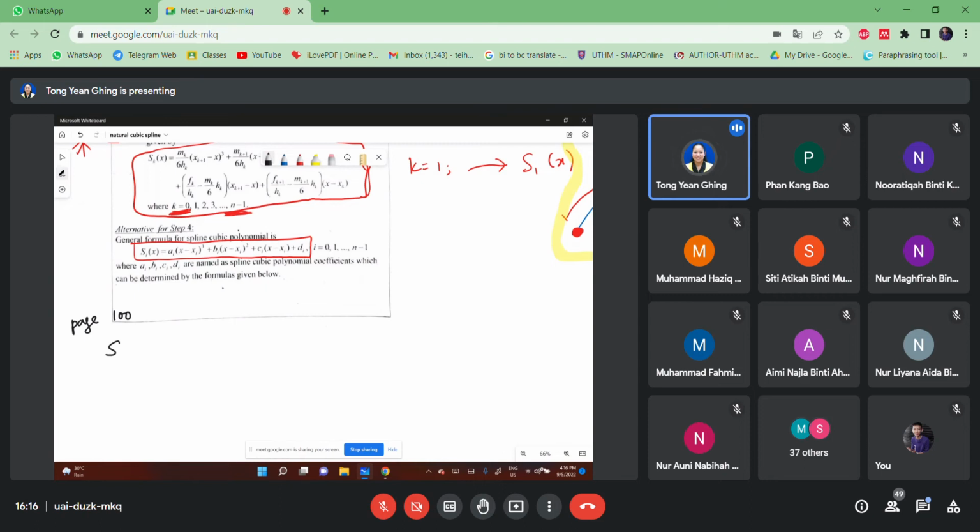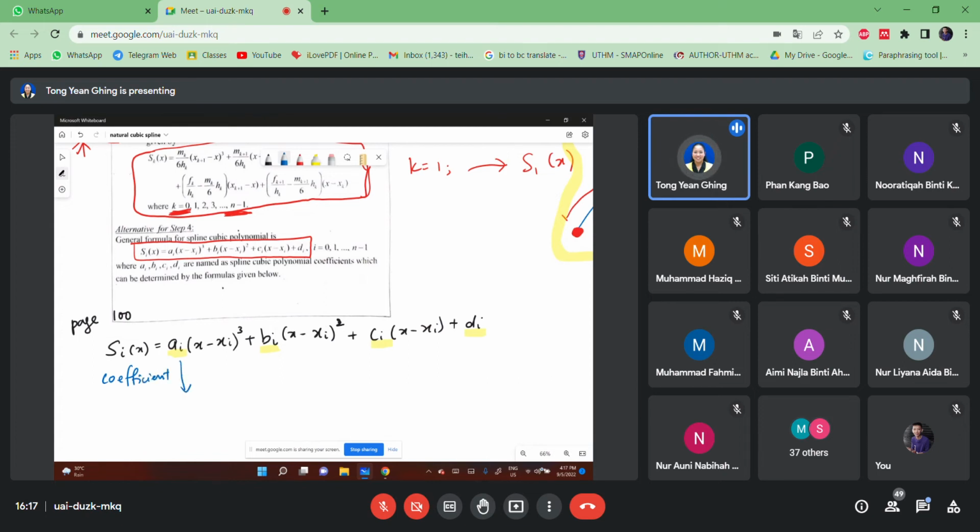Okay, S(x) equals Ai (x minus xi) to the power of 3 plus Bi (x minus xi) to the power of 2 plus Ci (x minus xi) plus Di. Where this A, B, C, D are actually the spline cubic polynomial coefficients, where this A, B, C, D got its own formula. Wait, this one is coefficients.